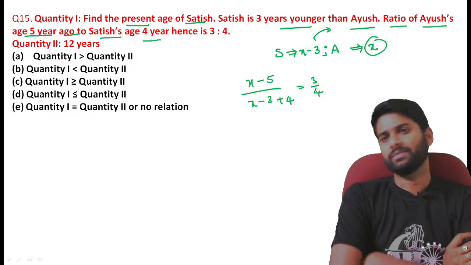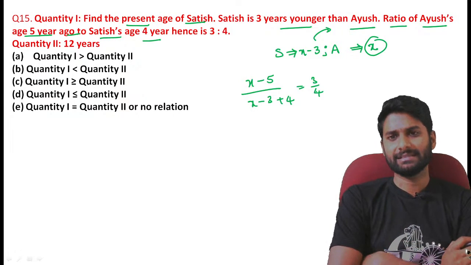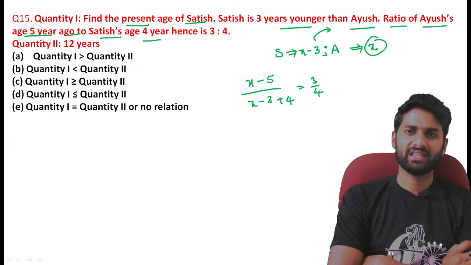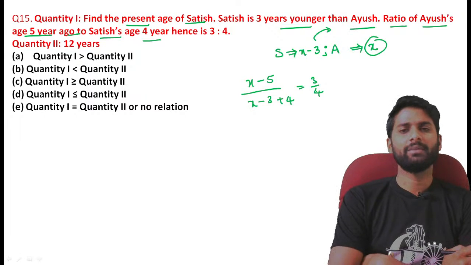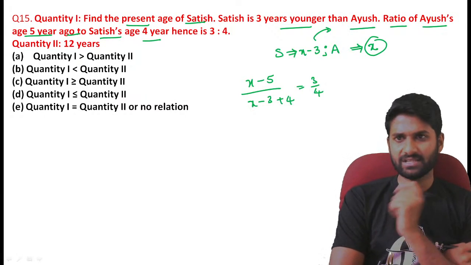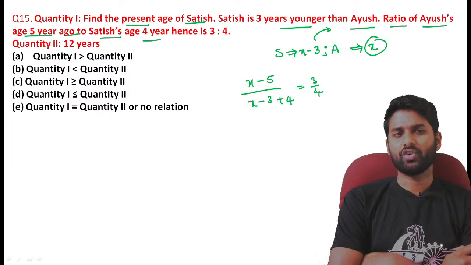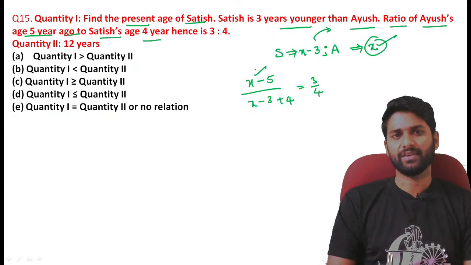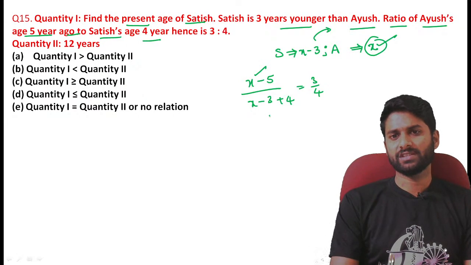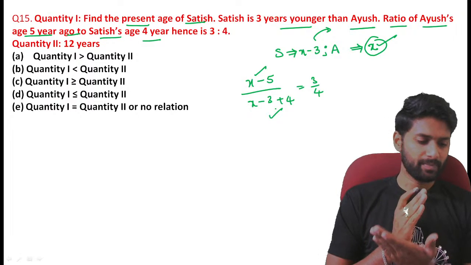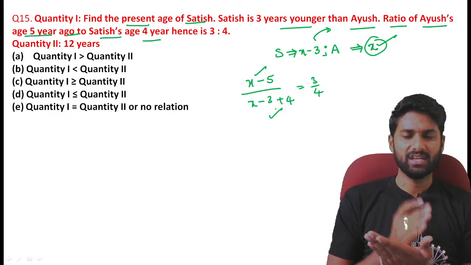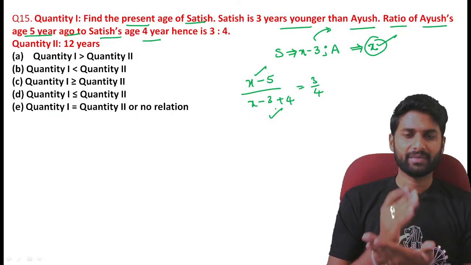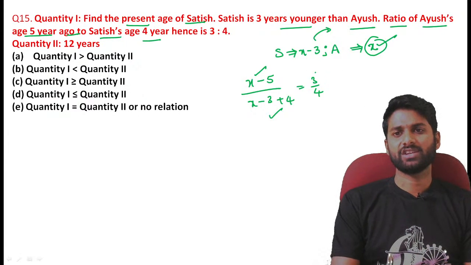Now see how I'm doing it. I just assume Ayush's value is X. And Satish is 3 years younger than Ayush, which means Satish's value becomes X minus 3. And there is a comparison in terms of ratios. Ayush's age 5 years ago: present age is X, 5 years ago X minus 5. And Satish 4 years since means present age of Satish is X minus 3, so 4 years since the value becomes X minus 3 plus 4. The given ratio is 3 by 4.